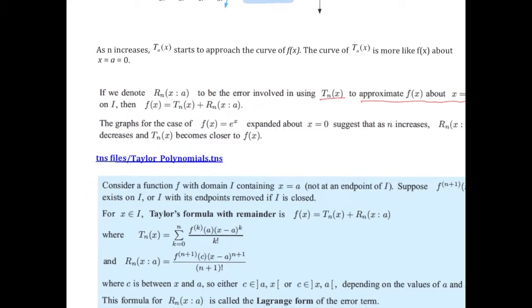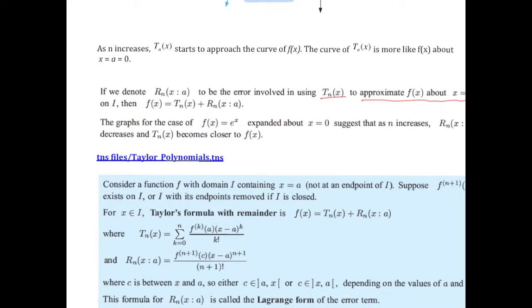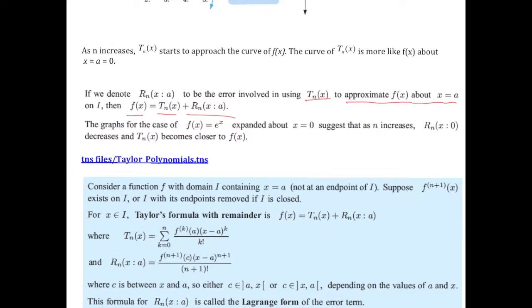Now, on the interval of convergence I, f of x, the actual function, equals the Taylor polynomial plus the error. It's like whatever's missing from the Taylor polynomial, if we add that on, we get the original function. The graphs for the case of f of x equals e to the x expanded about x equals 0 suggest that as n increases, that error decreases and Tn of x becomes closer to f of x.